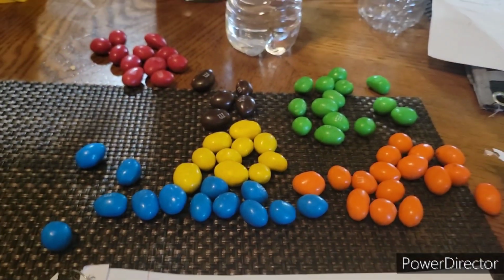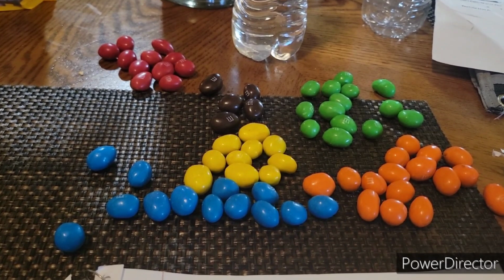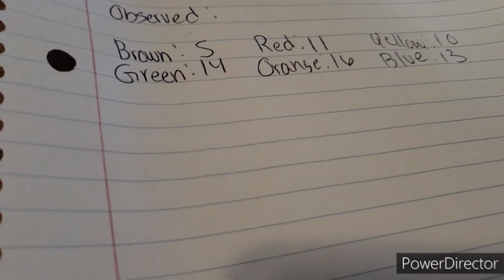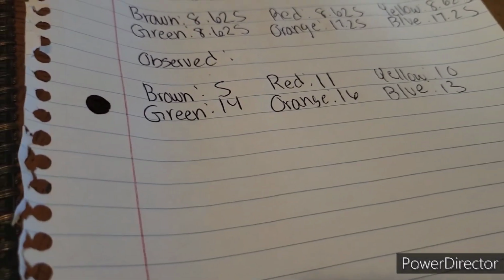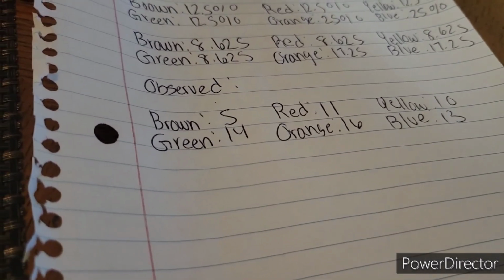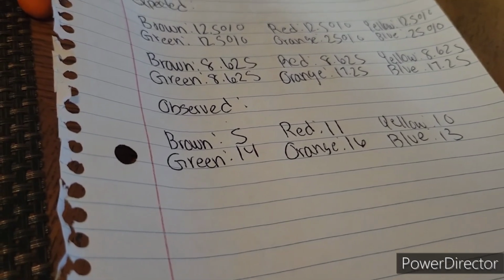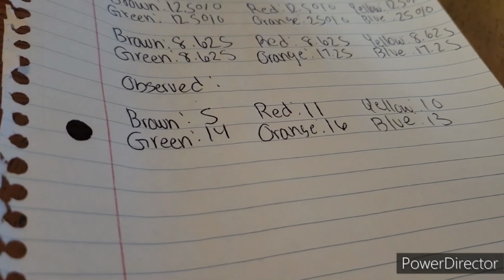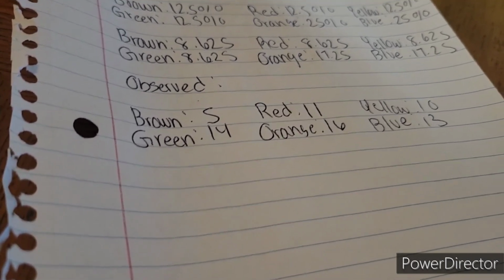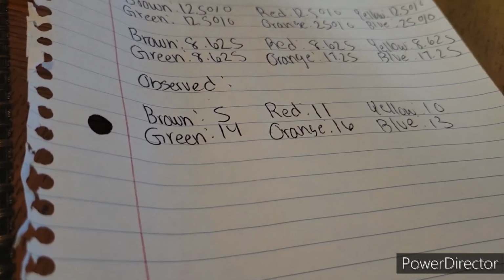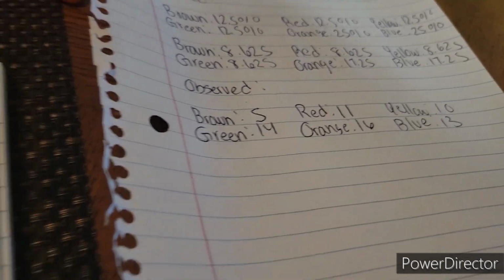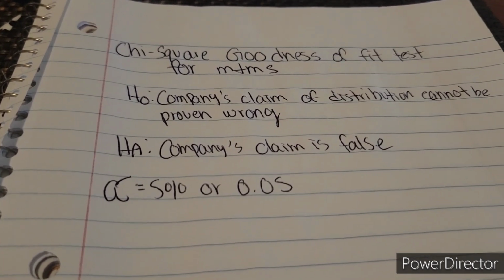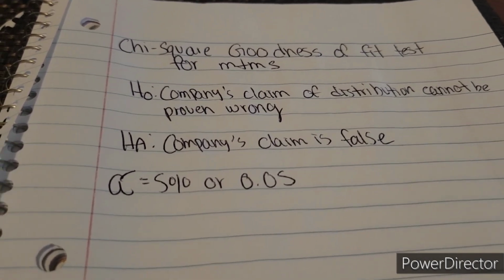Now here are the M&Ms that I have, and over here is my data. So this is the observed. From randomly selecting 69 M&Ms, I got this data. For brown we have 5, green 14, red 11, orange 16, yellow 10, and blue 13. And so, as I had said before, we're going to be doing a chi-square goodness of fit test for M&Ms.